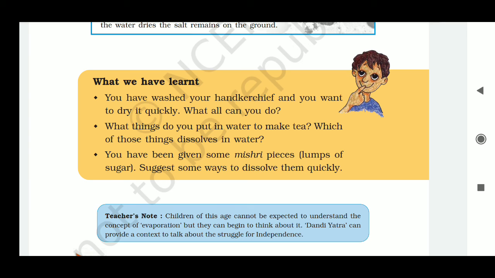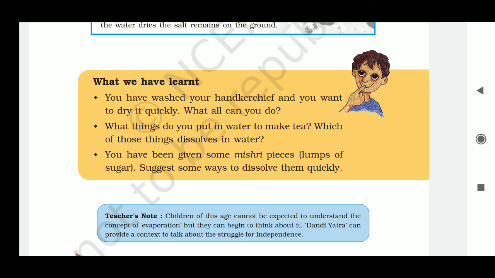So what things do you put in water to make tea? Which of those things dissolves in water? When you are trying to make tea, if you don't know the process, you can ask your parents about the raw materials required, and the materials required are water, sugar, milk, tea leaves. I would like to repeat it again: water, sugar, milk, tea leaves.